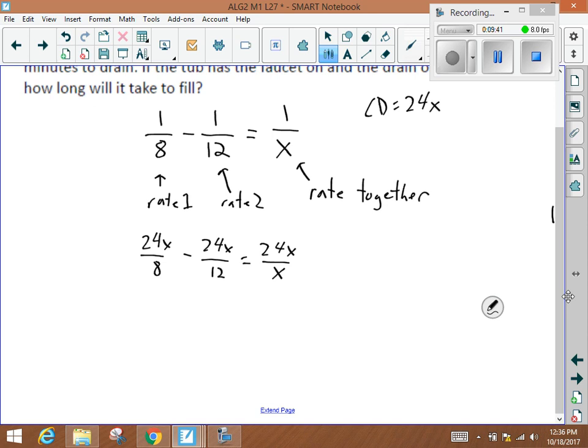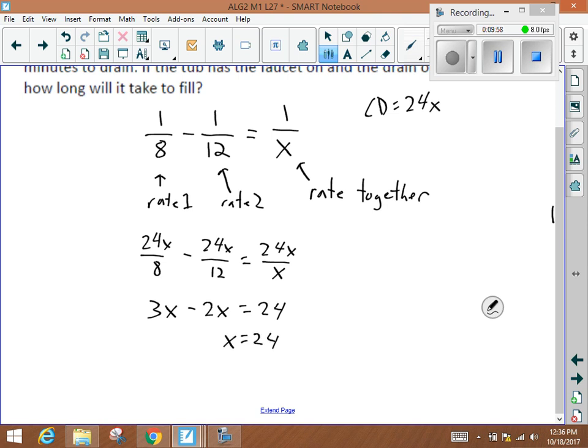So this is going to give me 3x when I divide. 24x divided by 12 is going to give me 2x. And over here I will be left with just 24 because my x's will cancel. So that means that x is 24.